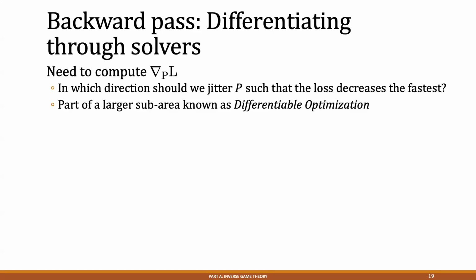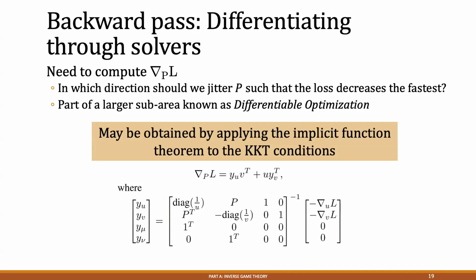So the subgoal here is to compute the gradient of the loss with respect to the payoff matrix. And loosely speaking, what this means is that we need to find the direction in which we can jitter this payoff matrix such that the loss would decrease the most. So it turns out that this can be done. It's based on using methods from a larger area known as differentiable optimization. If you are curious, it can be obtained by applying the implicit function theorem to the KKT conditions. I won't get into the detail, but what is important is that this expression over here for the gradients is something that is in closed form. It's just solving a linear system.